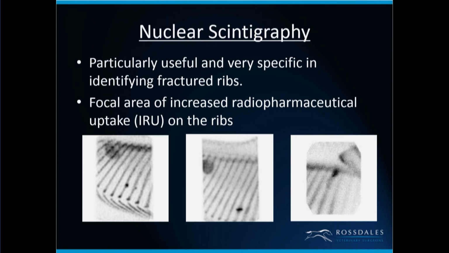One of the main ways we often find fractured ribs is using nuclear scintigraphy. It's particularly useful, and it's very, very specific in identifying fractured ribs or maybe previously fractured ribs. So you get a focal area of increased radiopharmaceutical uptake on the ribs. There's a nice IRU here, a little bit here as well, and the next rib, the same here again, and then this rib is quite high up. So you can see lots and lots of different rib fractures in different cases.